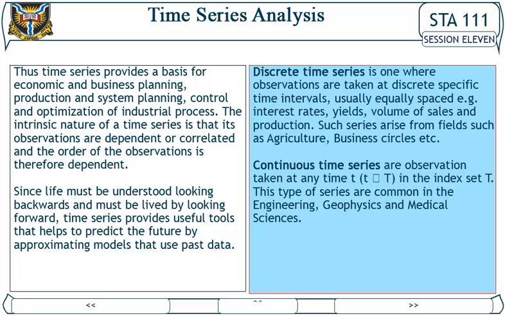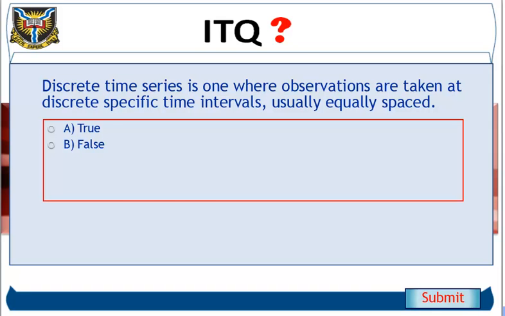A discrete time series is one where observations are taken at discrete specific time intervals, usually equally spaced, e.g., interest rates, yield, volume of sales, and production. Such series arise from fields such as agriculture, business cycles, etc. Continuous time series are observations taken at any time t that is a member of T in the index set T. This type of series is common in engineering, geophysics, and medical sciences.